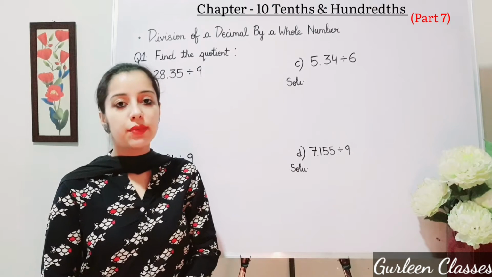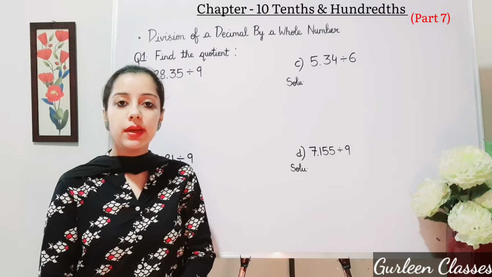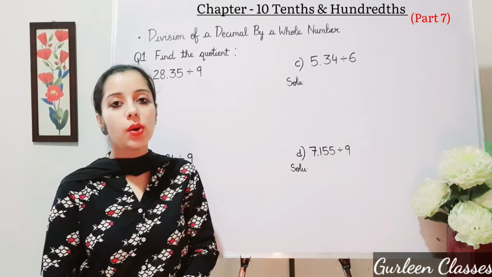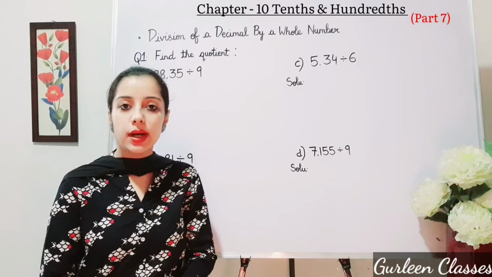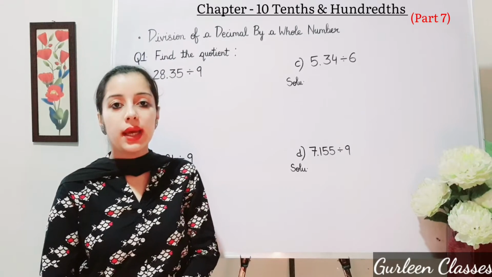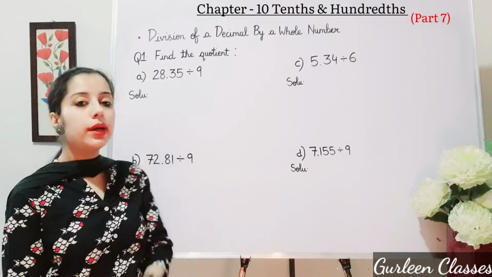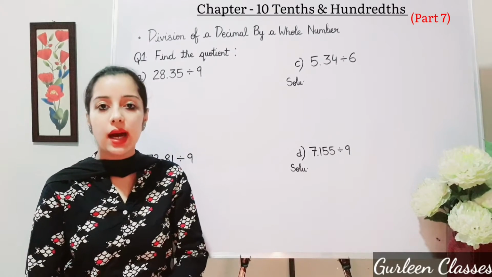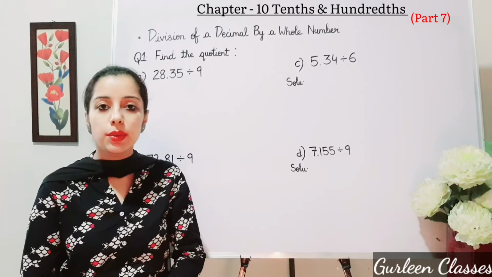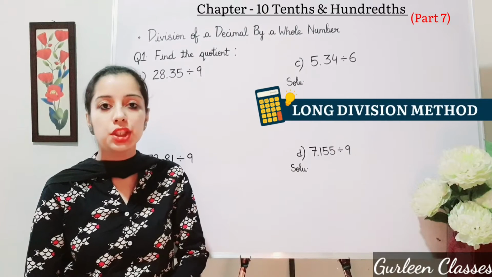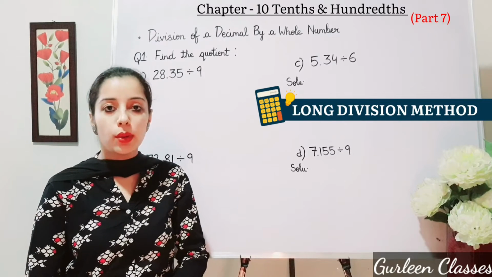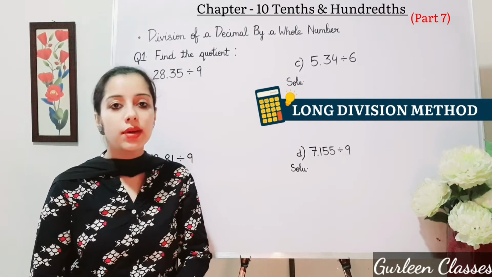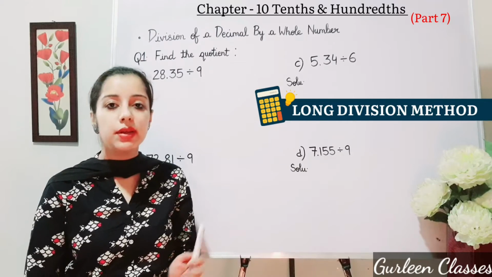So let us start with the first topic of today, division of a decimal by a whole number. Question number 1, find the quotient. A part: 28.35 divided by 9. Students, we will do these questions by long division method. I hope you all know long division method. We have done these type of questions in our previous classes.